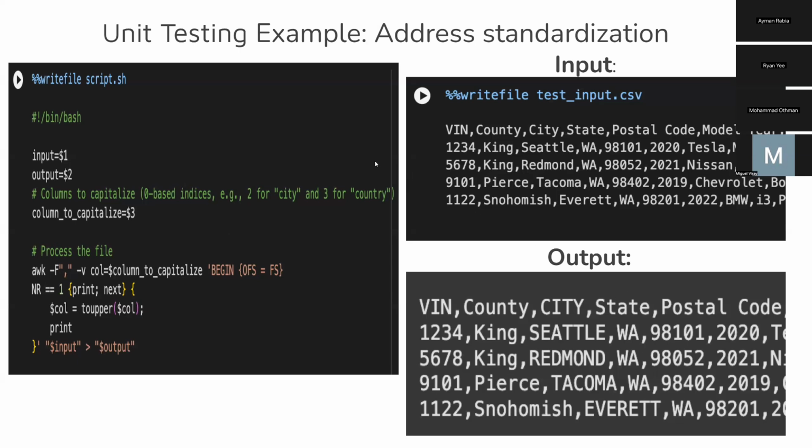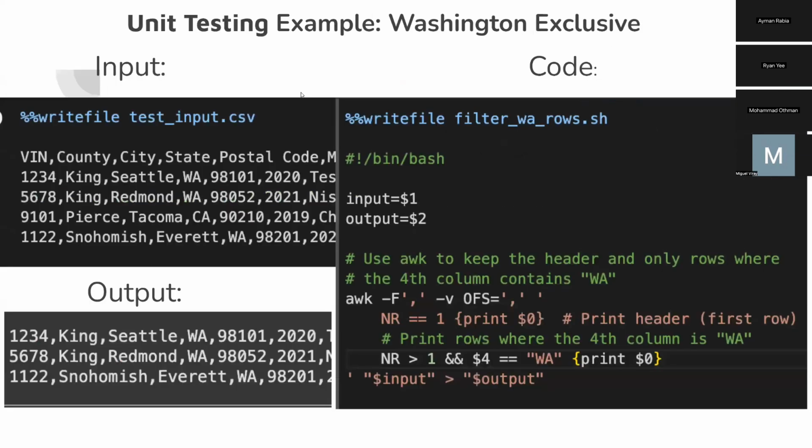One more example I wanted to go over for the unit testing is the Washington exclusive. Ryan also talked about this one, where he was saying that we want to get rid of any states that aren't Washington, because Washington is what we're focused on in our data set. So here you can see in the input, we took in Seattle, Washington, Redmond, Washington, Tacoma, California, and Everett, Washington. Now we want to get rid of Tacoma, California. I have this shell script on the right, and when run on this input file, it would output only the Washington results, so only the cars that are from Washington.